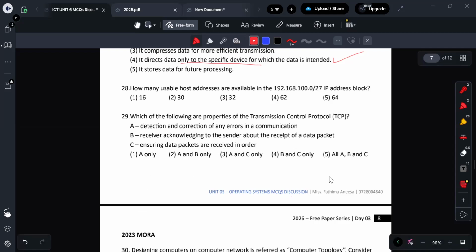Okay, I hope that was clear about switch and hub and all. Now they are asking to find the usable host addresses of the given IP address block. Now, how do you find the host addresses?